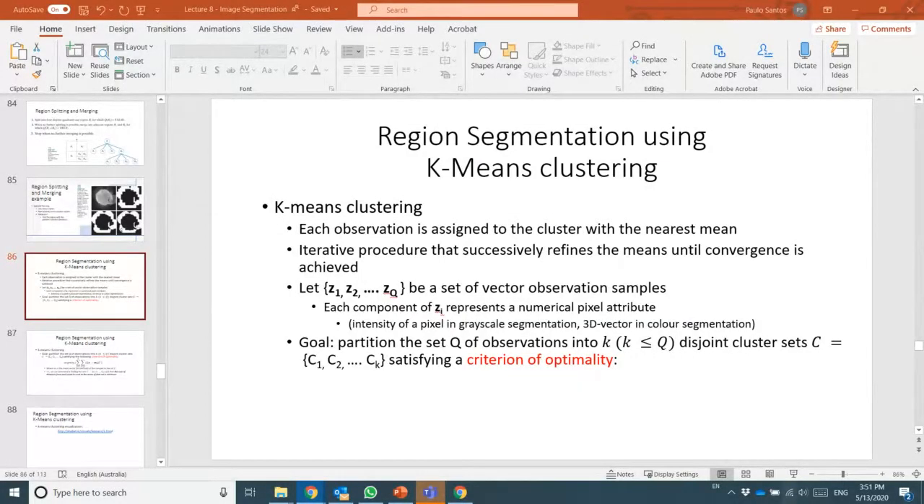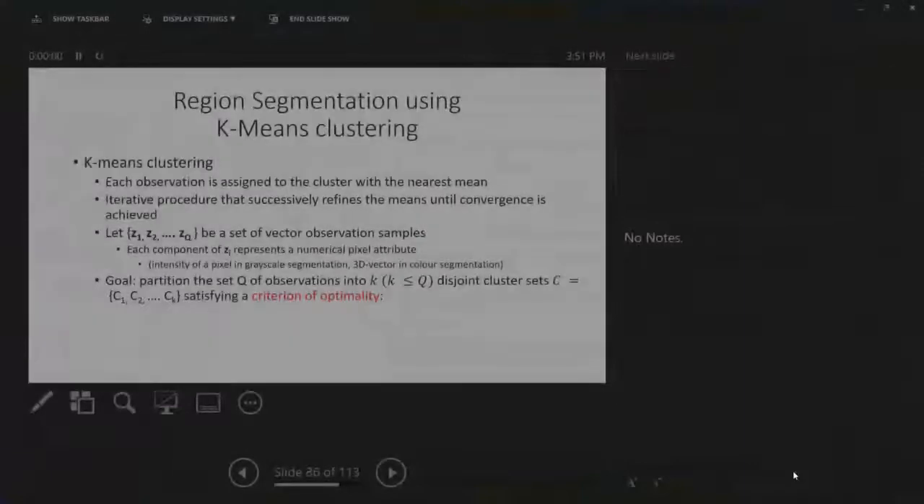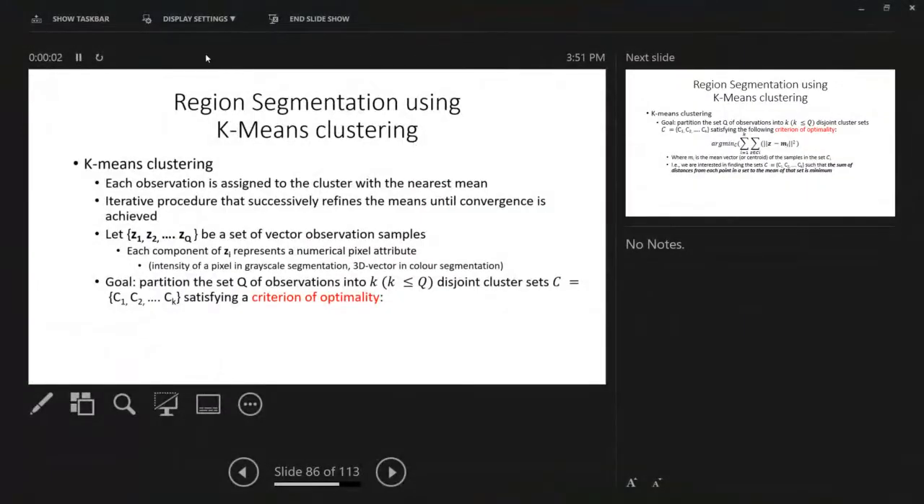Okay, so let's start with the second half of today's lecture. And as I was saying before, K-means is actually considered a machine learning algorithm. It's one of the traditional ones. It's not a deep learning algorithm, but it is considered a clustering algorithm.